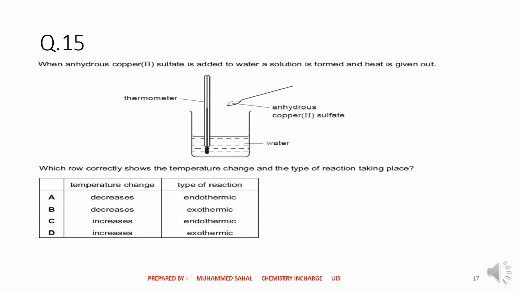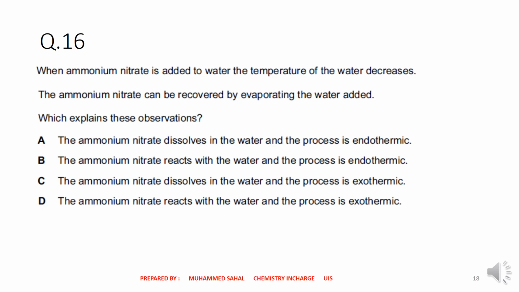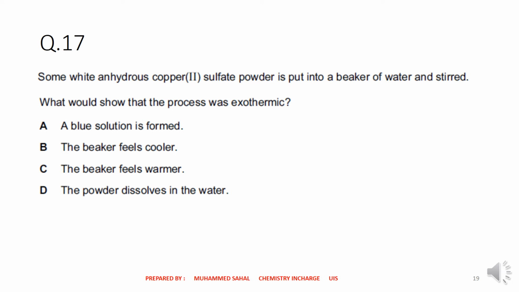Option D. When ammonium nitrate is added to water, the temperature of the water decreases. The ammonium nitrate can be recovered by evaporating the water added, which explains these observations. Option A. Some white anhydrous copper sulfate powder is put into a beaker of water and stirred. What would show the process was exothermic?